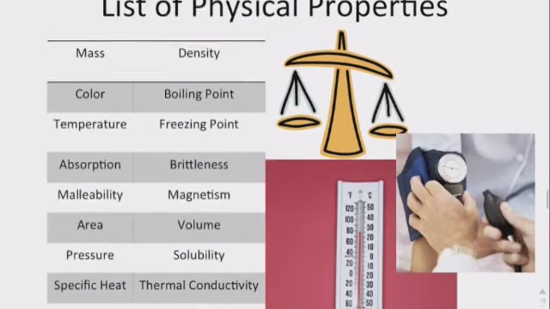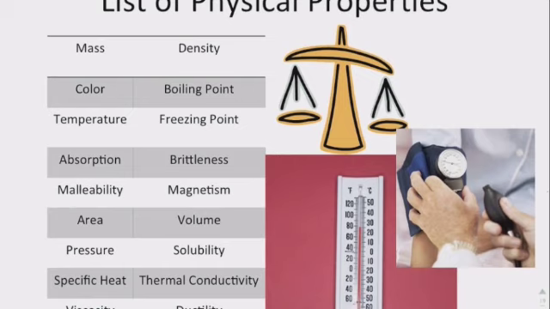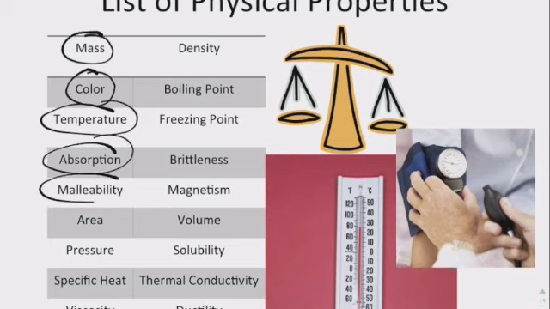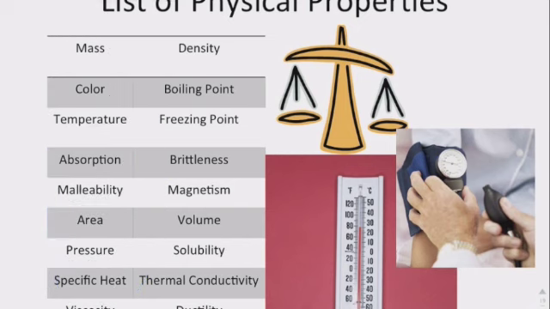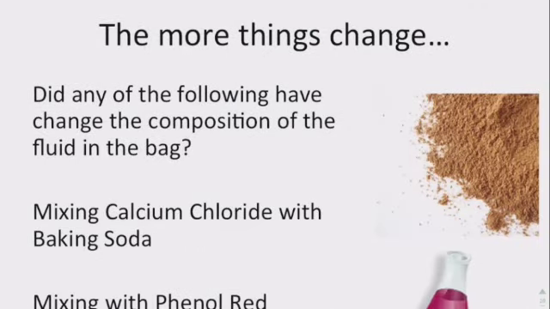When we're looking at this, we see that we have a list of physical properties. These would be mass, color, temperature, absorption, malleability, area, pressure, specific heat, viscosity, density, boiling point, freezing point, brittleness, magnetism, volume, solubility, thermal conductivity, and ductility. So all of these would be a list of physical properties that we have. The main thing is that it's not how it reacts with something else, it's just how it is. It's a characteristic of how it is.